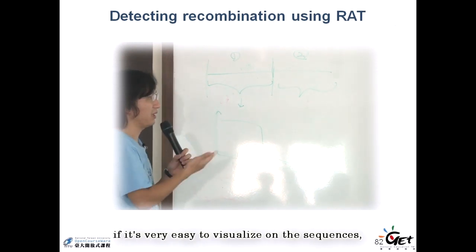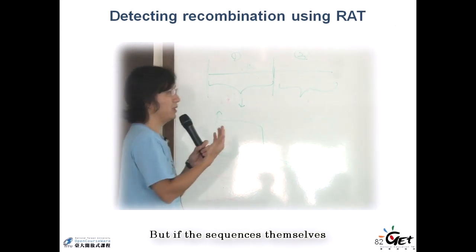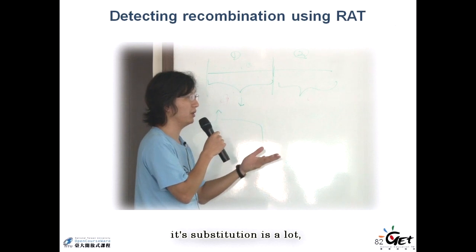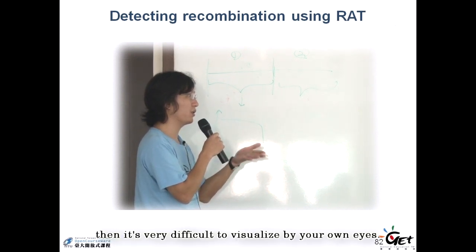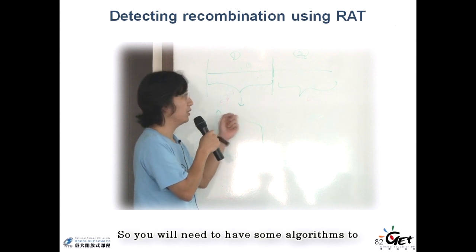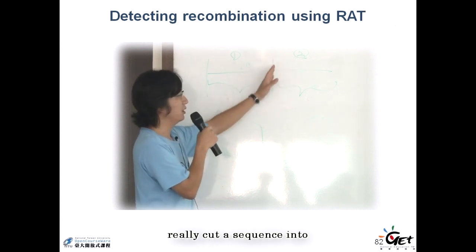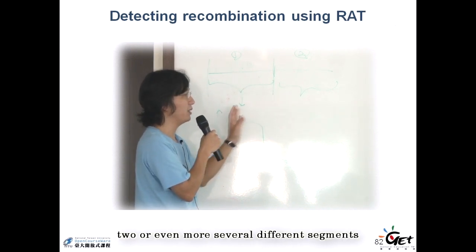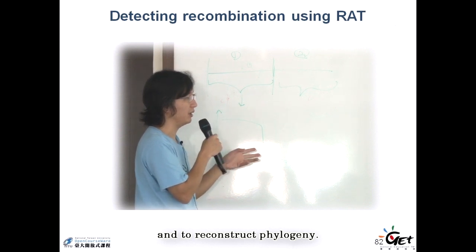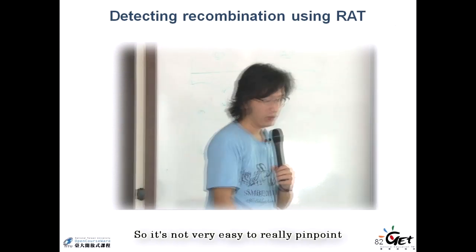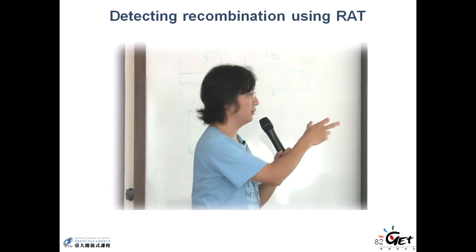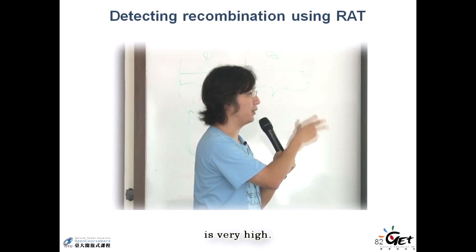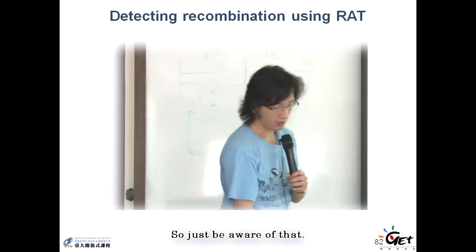If it's easy to visualize on the sequences, it's very easy. But if the sequences themselves are very variable, or it's a virus with a lot of substitutions, then it's very difficult to visualize by eye. So you will need some algorithms to really cut a sequence into two or even several different segments, and to reconstruct the phylogeny accordingly. So it's not very easy to pinpoint the recombination site if the substitution rate is very high. So just be aware of that.